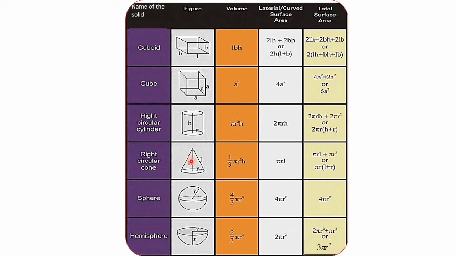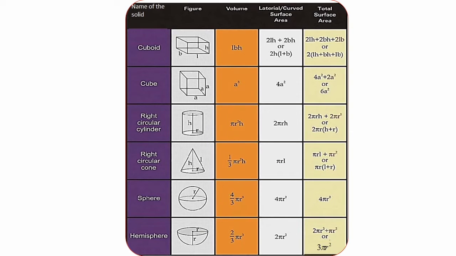Next one is a right circular cone. The height is represented by H, radius is represented by the letter R, and the slant height is represented by the letter L. Then the volume is 1 by 3 pi r square H. Lateral surface area or curved surface area is pi r l.